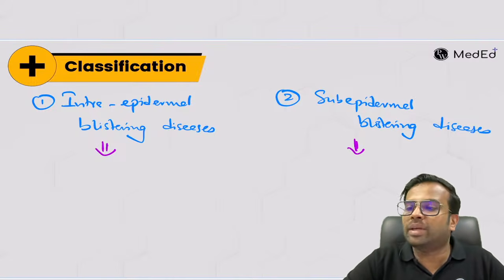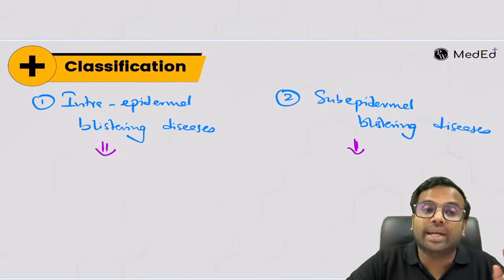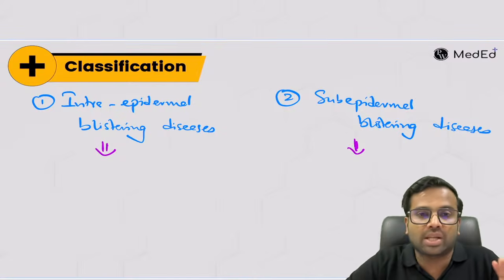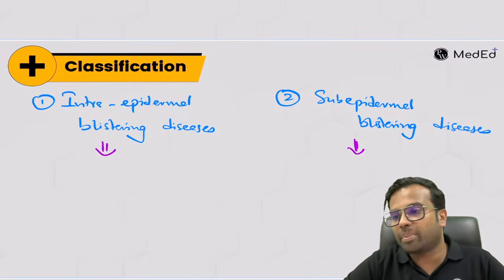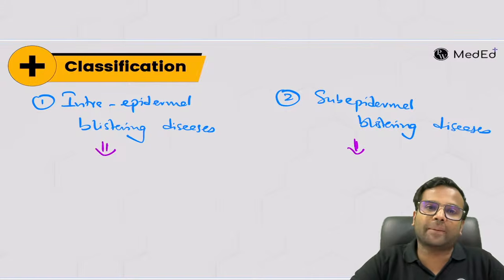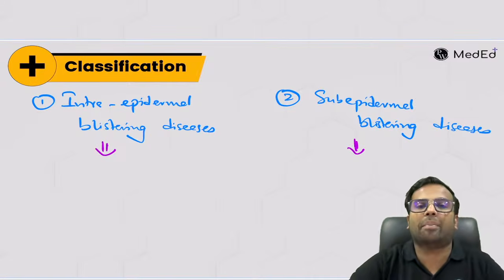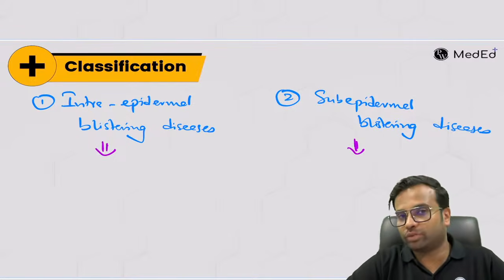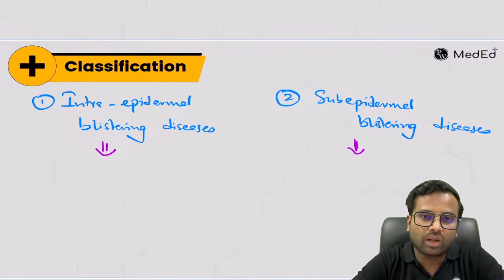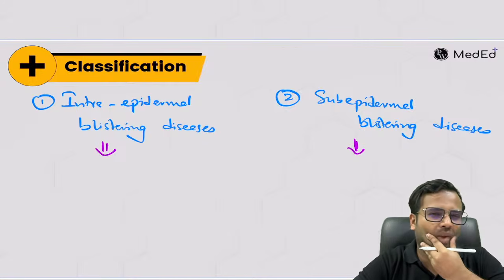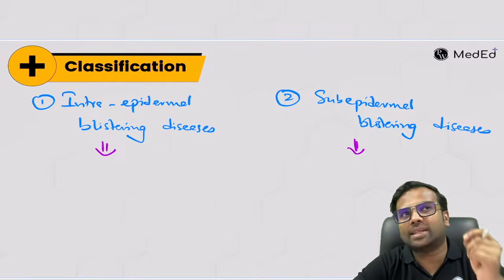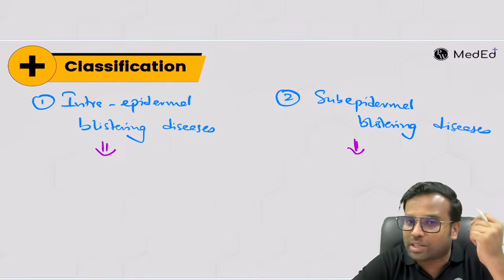Can anybody tell me what are the examples of intraepidermal blistering disease? What does intraepidermal blistering disease mean? Which means that the cleavage or the breakage is happening at the level of the epidermis, right? So what are the examples? Anyone, if you are able to answer one, you'll be able to answer almost everything.